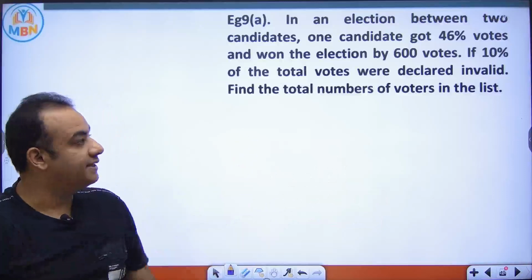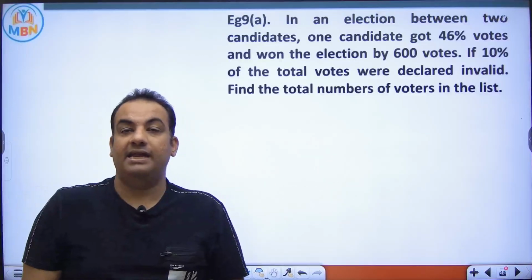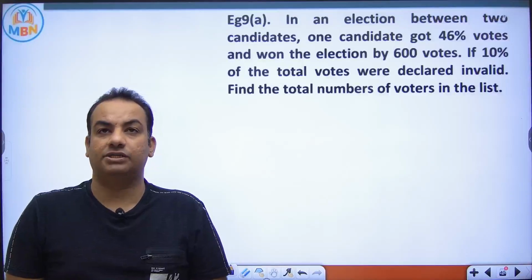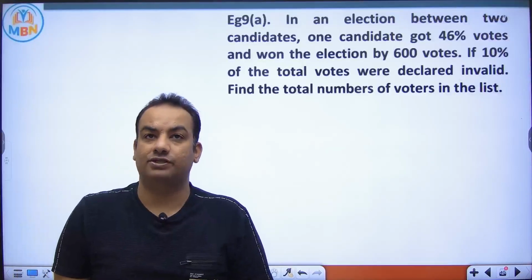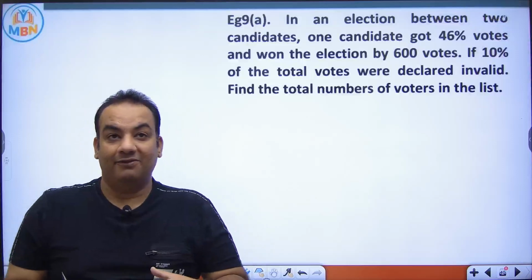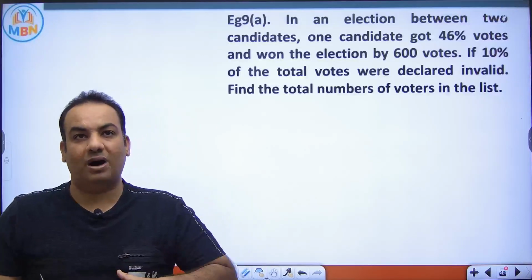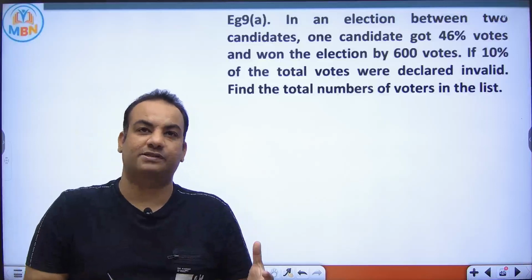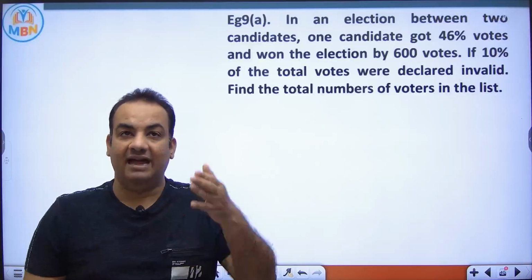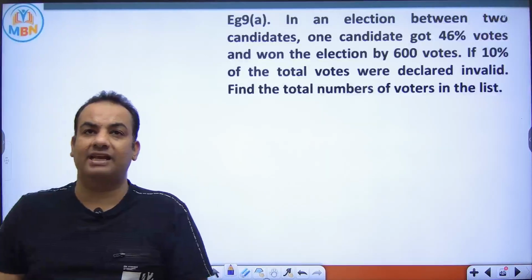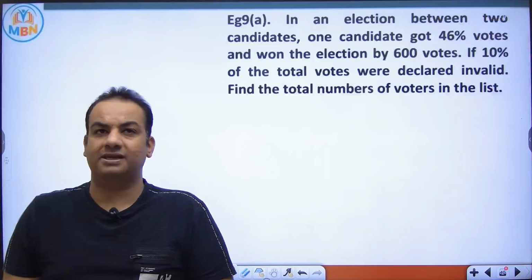Now see this. In an election between two candidates, one candidate got 46% votes and won the election by 600 votes. When I read this line, I thought there was some mistake in the question. How can a person who is getting 46% win the election? Then I read the further part of the question: if 10% of the total votes were declared invalid, find the total number of voters in the list. Now it is very easy.